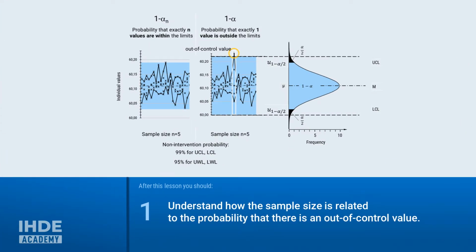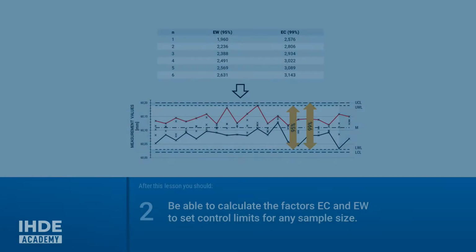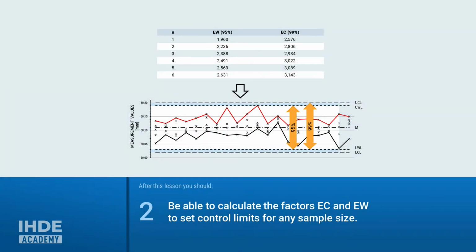And hello again to this lesson, which essentially has two learning objectives. By the end, you should have understood how the sample size is related to the probability that there is a limit violation. Furthermore, you should be able to calculate the factors EC for the calculation of the control limits and EW for the warning limits for any sample size.